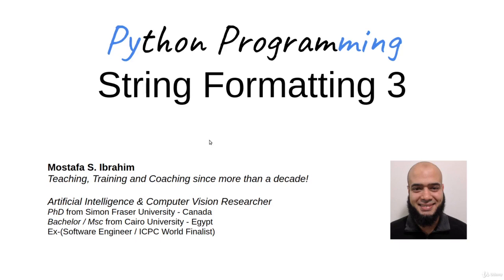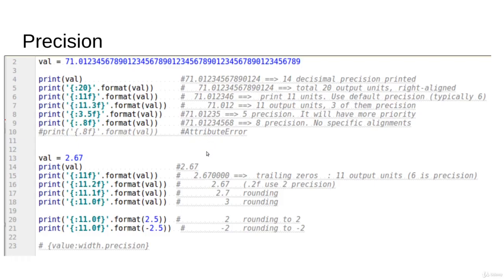Let's continue the string formatting. In this one, I would like to focus on printing float numbers. Let's say we have a number val with a very long precision here. If you try to print val in a normal way, it's going to print a bunch of digits from the precision, like 14 for example here.